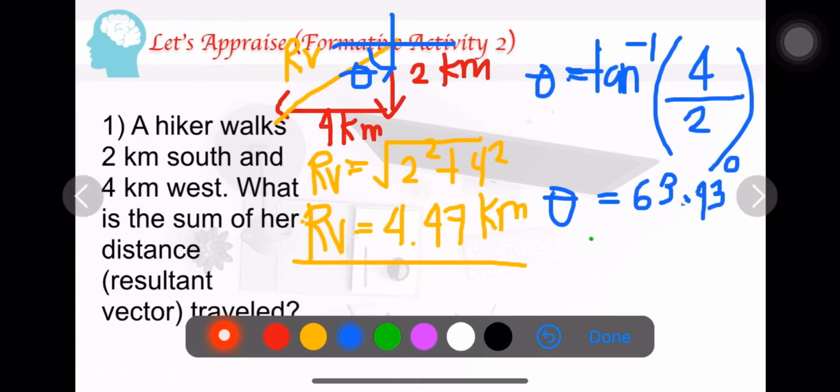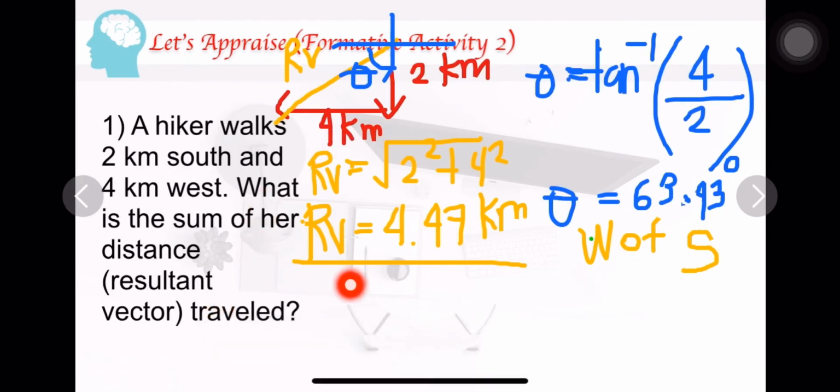And the direction would be, so our theta originated from the south, and then it moves to the west, so west of south. So our final answer is 4.47 kilometers, 63.43 degrees west of south.